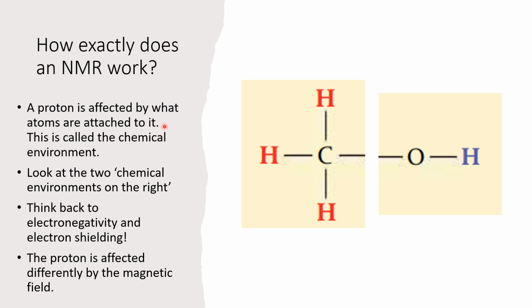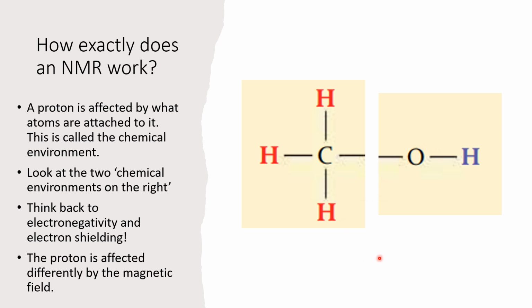So a proton is affected by which atom is attached to it. This is called the chemical environment. So think back to when we were talking about electronegativity. Think back when we were looking at covalent bonding, where you have the polar and non-polar due to the electronegativity differences. So here we have a carbon. It's got almost the same electronegativity as the hydrogen, so the electrons are going to be shared equally. But here, the oxygen is going to be more electronegative, so the electrons are going to be closer to the oxygen.